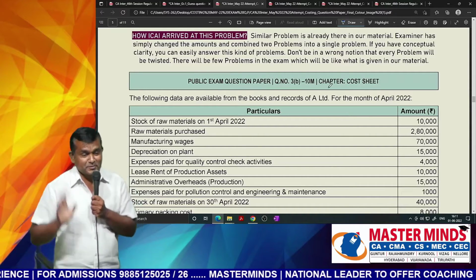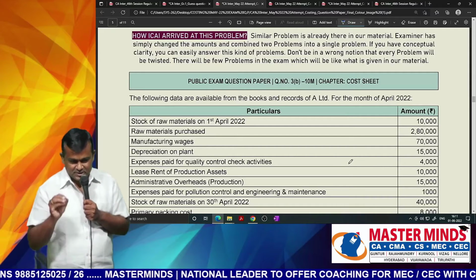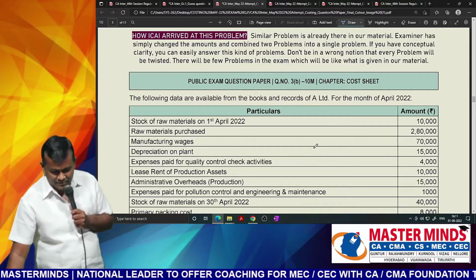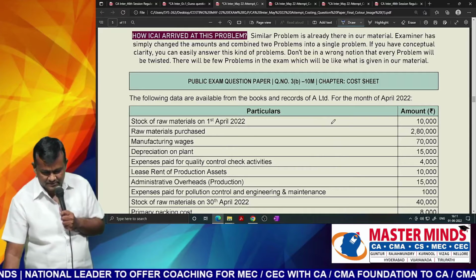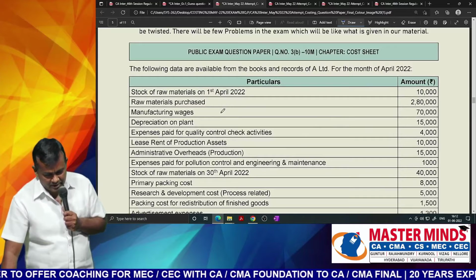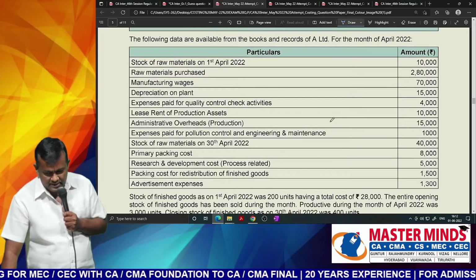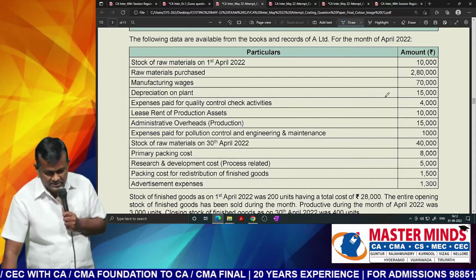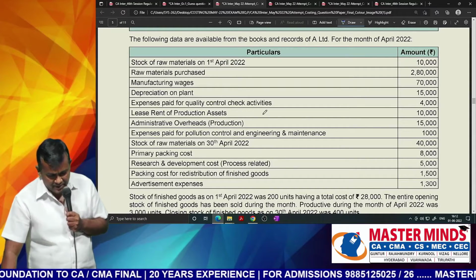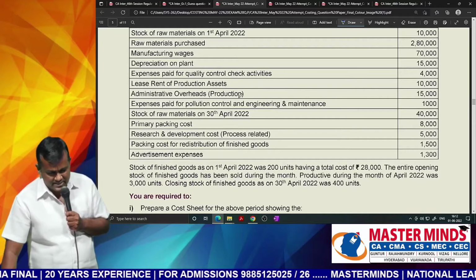Very simple problem was given in the examination. No adjustments, just plain. The following data are available from the books and records of A Limited for the month of April 2022. Stock of raw material on 1st April 2022, 10,000. Raw materials purchased 2,80,000. Manufacturing waste 70,000. Depreciation on plant 15,000. Expenses paid for quality control activities 4,000. Lease rent of production assets 10,000.